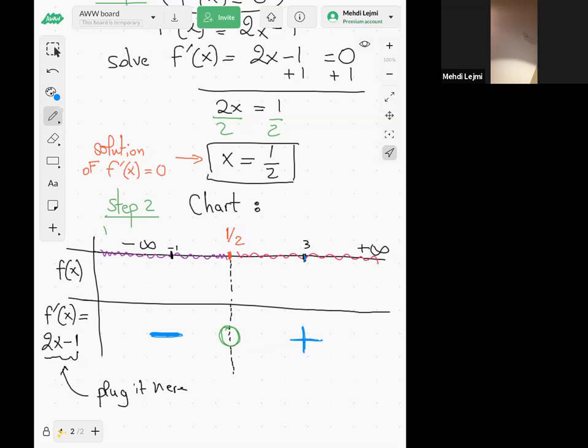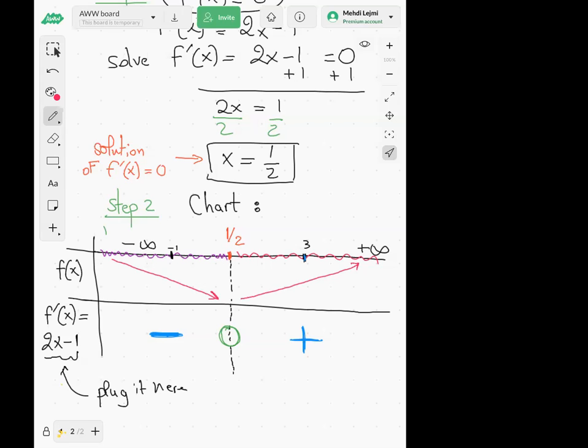So now the question is, what about the function f itself? We said if the derivative is negative, then the function is decreasing. So on the first interval, from negative infinity to half, the function is decreasing. And on the second interval, from half to positive infinity, the derivative is positive, so the function is increasing, right?